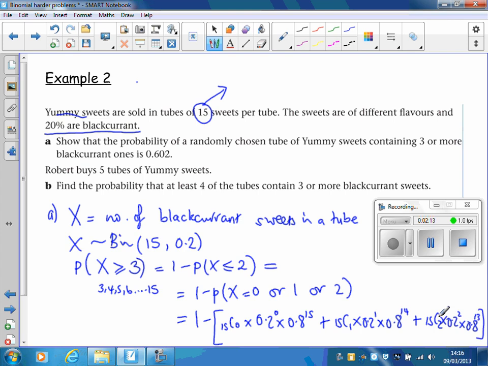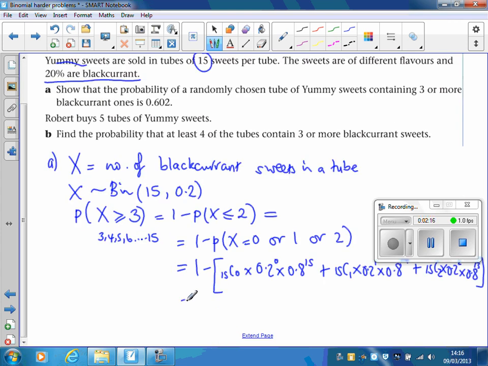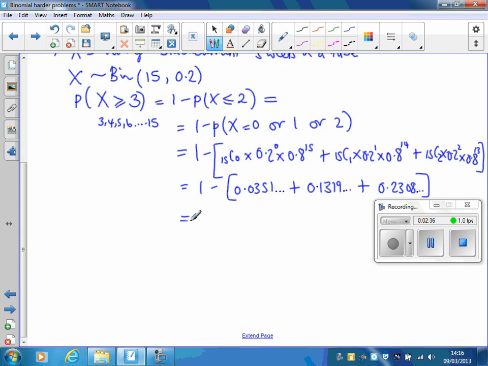Now if we work all of those out, you have to get your calculator out here, use your memory. 1 minus, the first probability just comes out as 0.0351. Save that in your memory. The next one is 0.1319 in your memory. Next one 0.2308. So if you save those up, add them together, subtract from 1, ends up as 1 minus 0.398, and that comes out as 0.60197, which I'm going to round to 4 decimal places, 0.6020.